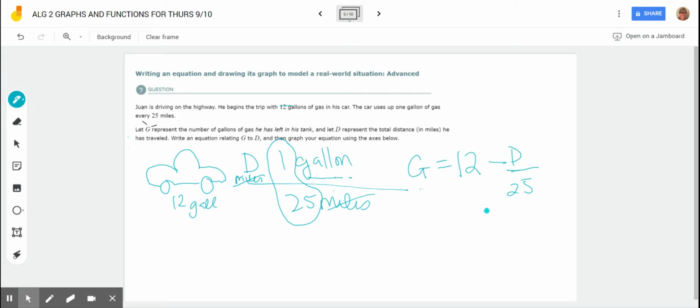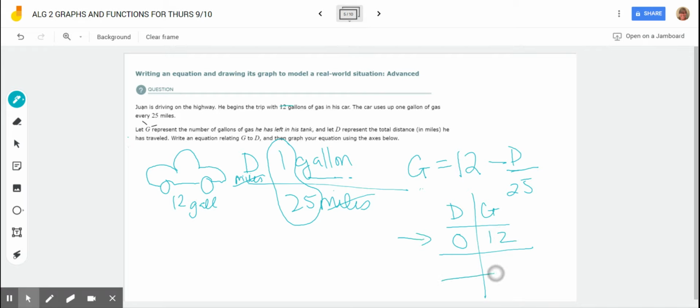And to graph this now, all you would need are some points. So we're going to plug in D and we're going to solve for G. And some really quick tips. Really good tip is to pick multiples of the denominator. So let's do 0. 0 isn't a multiple, but 0 is a great number because it's like a nuclear bomb. It makes everything turn to 0. Plugging it in, 0 divided by 25 is 0. 12 minus 0 is 12. See, that's our beginning point.